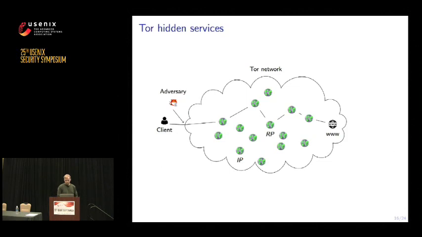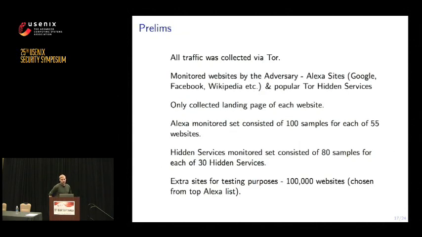Okay, so before I get into how well the attack worked, all the traffic was collected via Tor, clearly, and we used two monitored data sets, one consisting of Alexa sites, so Google, Wikipedia, things like that, and another of popular Tor hidden services, as listed by Ahmia, which is a search engine for Tor hidden services. We only collected the landing page for each website, so maybe a more apt name would be web page fingerprinting, but as is standard, website fingerprinting. And we use an additional 100,000 extra websites for this kind of unmonitored data set where the adversary doesn't care about fingerprinting it.